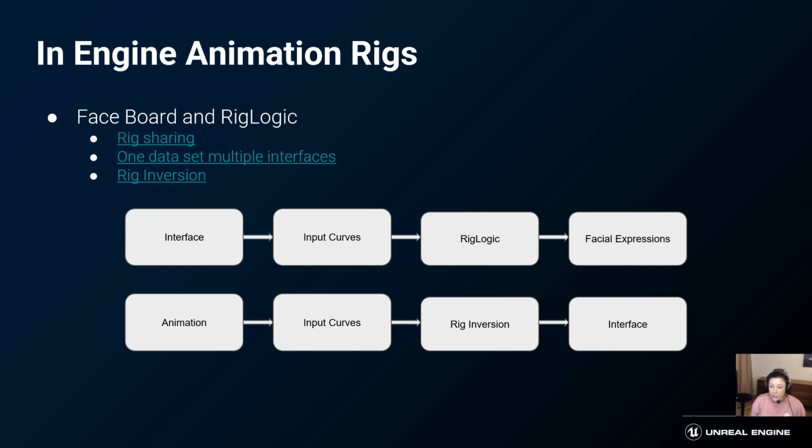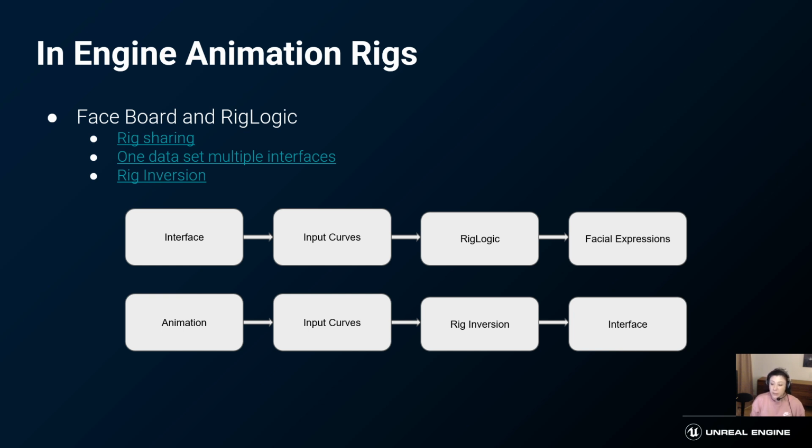We don't really provide a way to edit the expressions of the MetaHumans. However, you can manipulate the interface and create even different variations of the interface. So the logic goes as follows. We have an interface, which is the board in this case, which drives the input curves of the rig logic, which drives the facial expressions. The facial expressions are joints and the blend shapes.